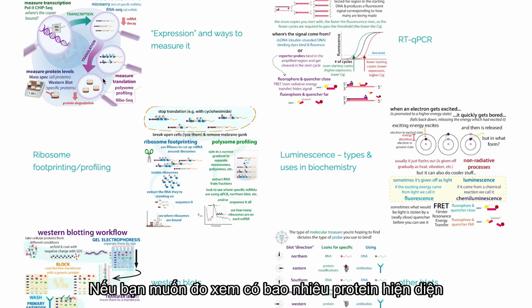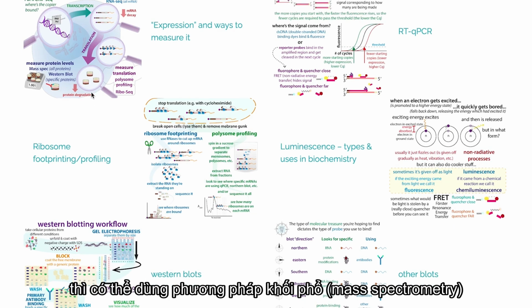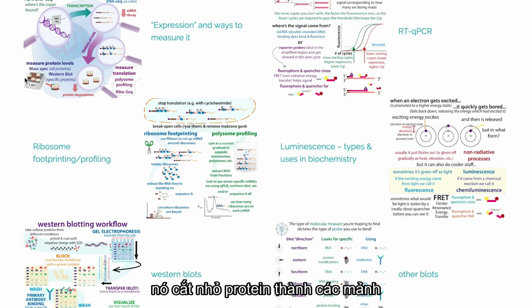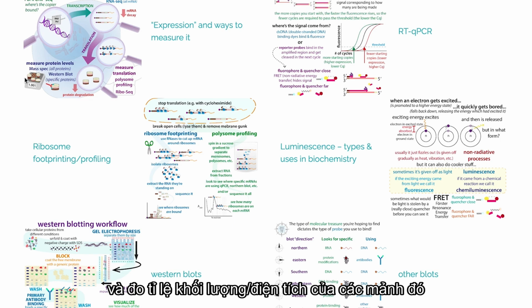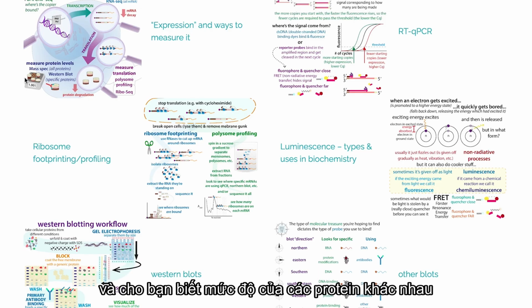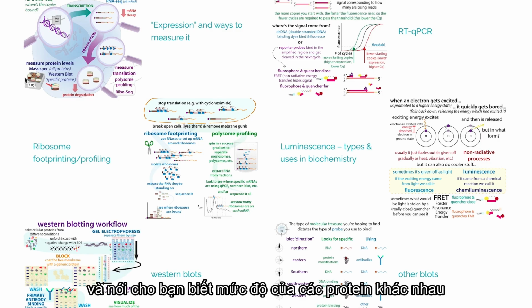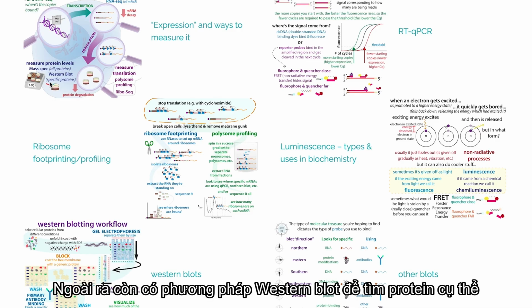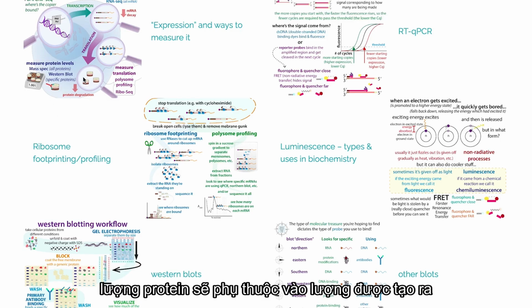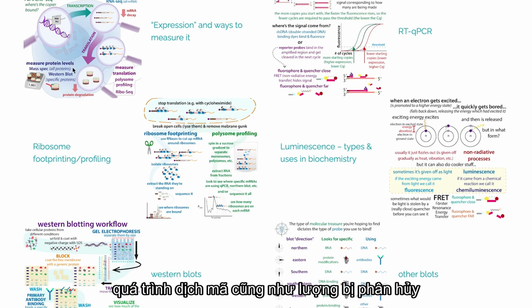If you want to measure how many proteins are present, then you can use mass spectrometry, which is going to tell you about all the proteins. It basically chops the proteins up into pieces, and then measures the mass to charge ratio of those pieces, which is then compared to a database to identify where those pieces were coming from and tell you about the levels of the various proteins. And then we have the Western blot, which can look for specific proteins. The amount of protein is going to depend on how much was made, so the translation, as well as how much was degraded.